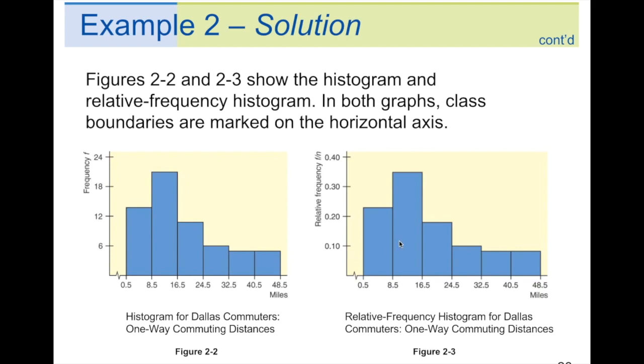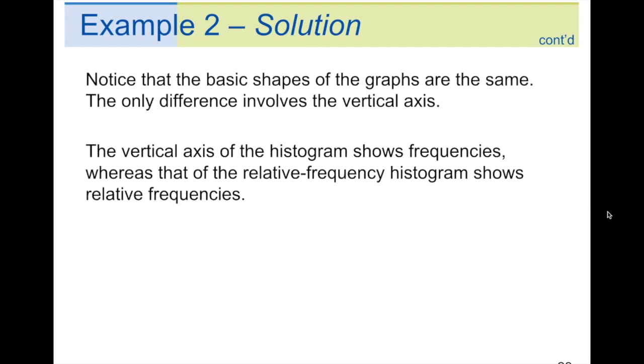Then notice the relative frequency histogram goes to the relative frequency. So this one, if I remember correctly, was 0.23, so right about here. And each one goes to the relative frequency it was. Notice that these are the same. Same graphs, just depending on what's on your y-axis, frequency or relative frequency. And as it says here, notice the basic shapes of the graph are the same. The only difference is the vertical axis. The vertical axis of the histogram shows frequency, where the relative frequency histogram shows the relative frequency, but same shape.